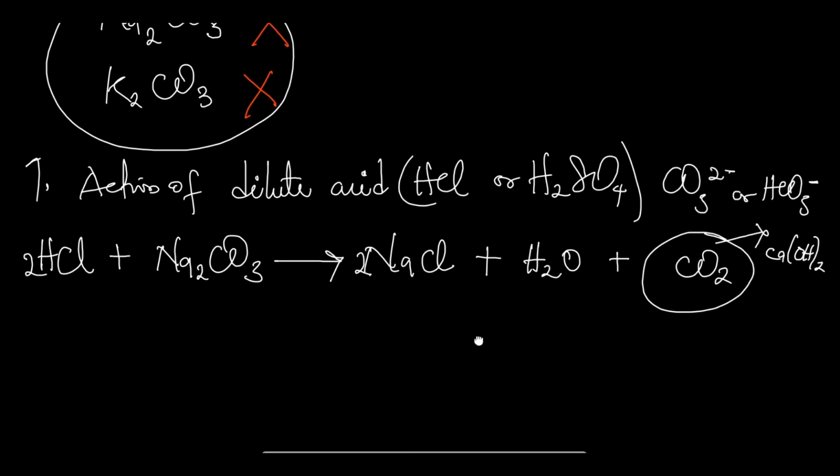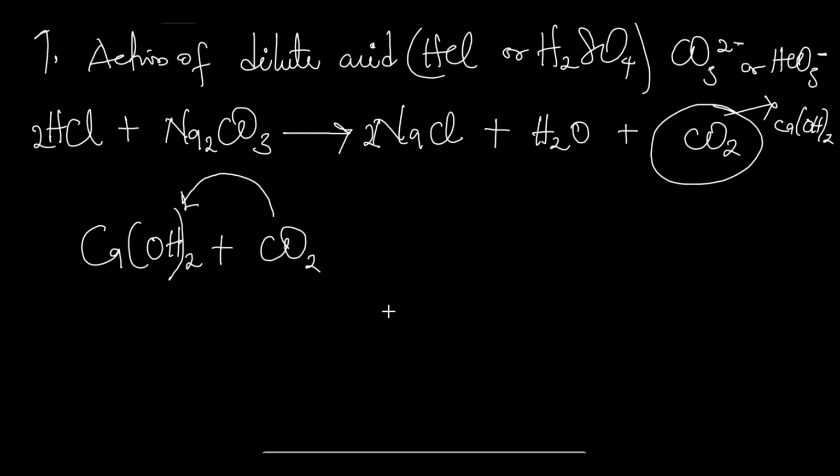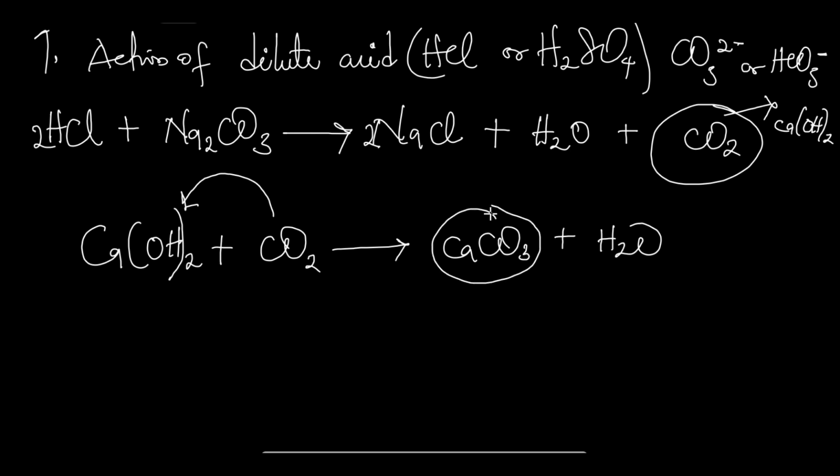So now what happens when this carbon dioxide gas is passed through lime water? Alright, this is lime water, calcium hydroxide. When carbon dioxide is passed through lime water, it will give a milky color. It will form calcium carbonate plus water. This calcium carbonate is a white precipitate, which gives that milky coloration. So that is how you test for carbon dioxide.